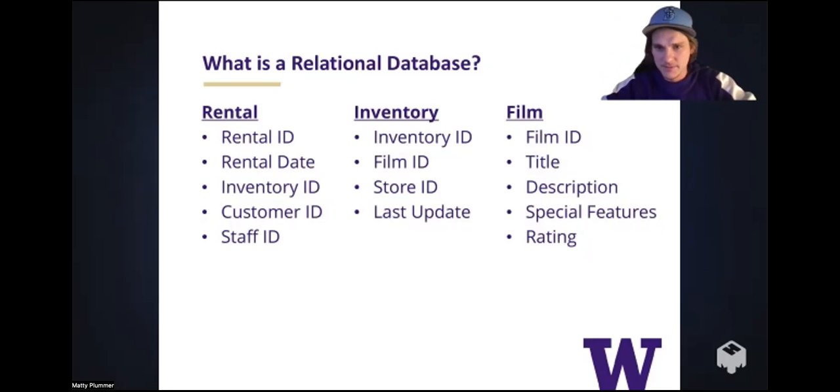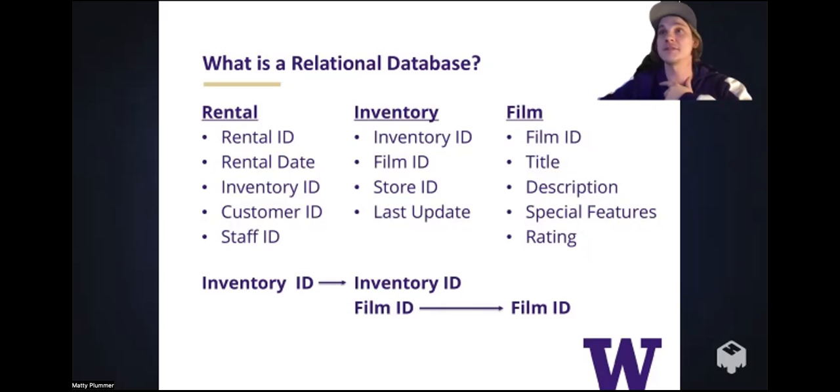Anybody want to give a guess? I have a guess. So we could connect inventory ID from the rental table to the inventory table, and then we could use film ID to connect the inventory table to the film table. Does everyone else think that's right? Does that look right? Anyone else got a different answer? It's the right one. So excellent job.